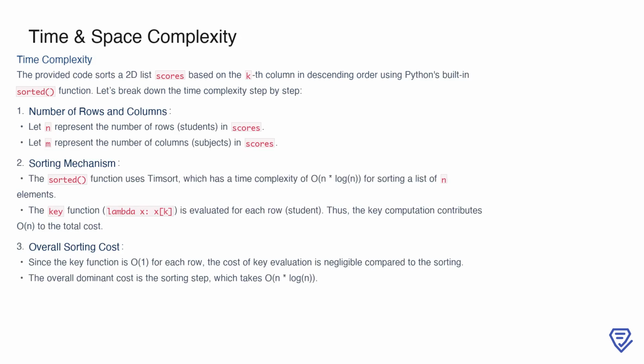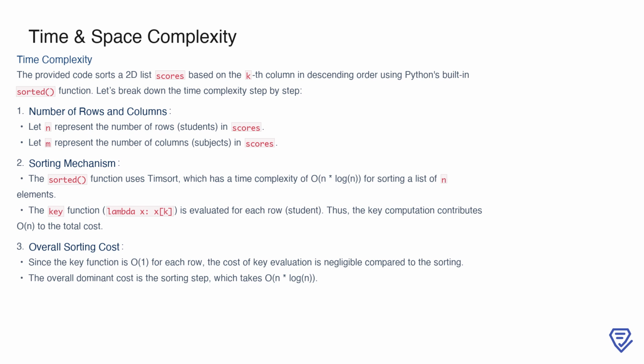In this problem, we're sorting a 2D list of student scores based on the values in the kth column, and we need to evaluate the time complexity of this operation. First, consider the dimensions of the input. The list scores has n rows, where each row represents a student, and m columns, representing the subjects. The sorting operation is performed using Python's built-in sorted function, which employs the timsort algorithm. Timsort has a time complexity of O(n log n) for sorting a list of n elements.